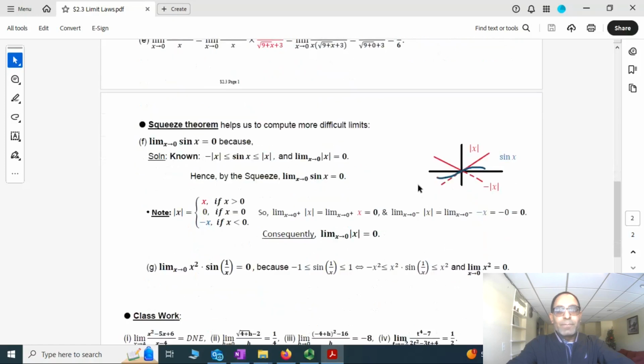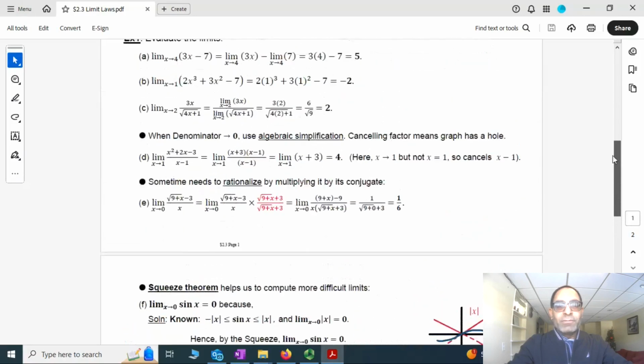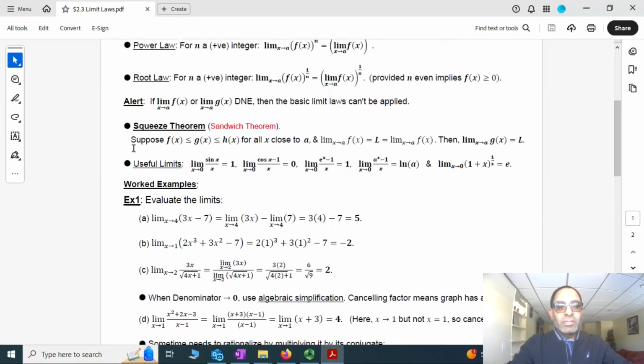Let's do another example where we use the squeeze theorem. Let me take you up to where we define the squeeze theorem here. So for the squeeze theorem, we do need this inequality of 3 functions and one more condition. The smallest function and the largest function approach the same limit. Then the middle function also approaches the same limit. Let me scroll down.